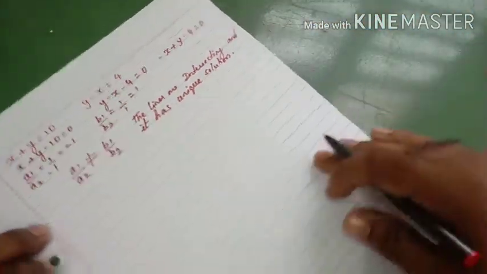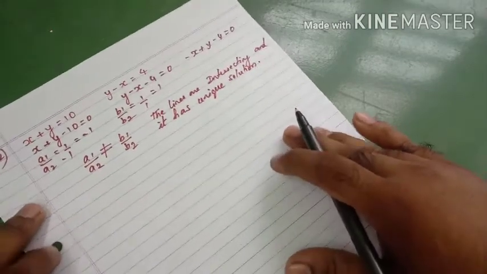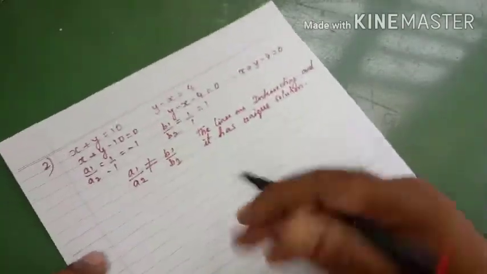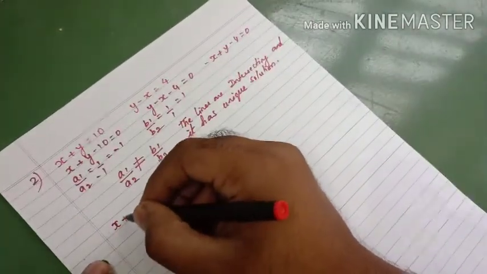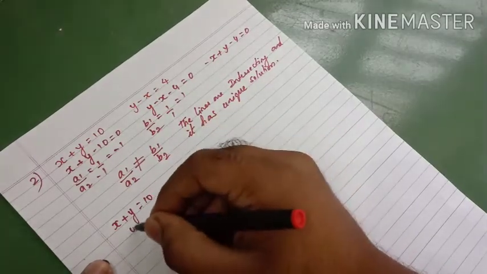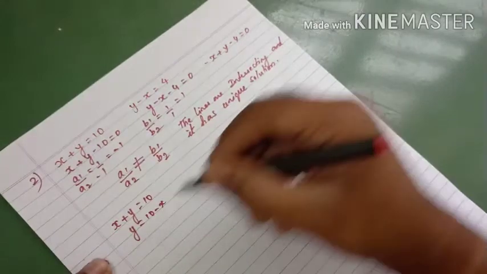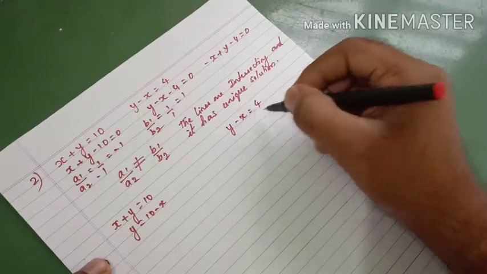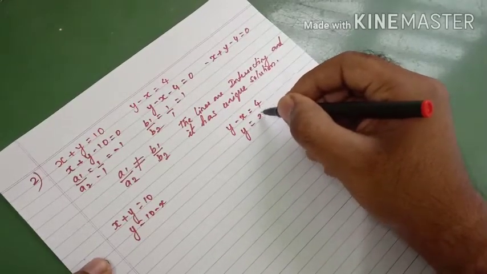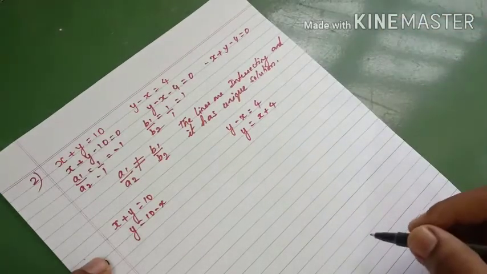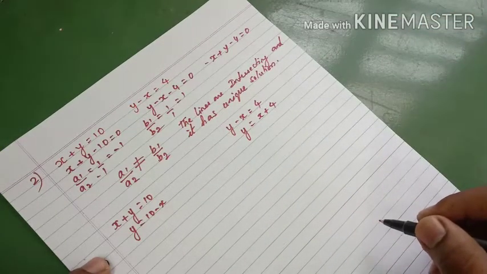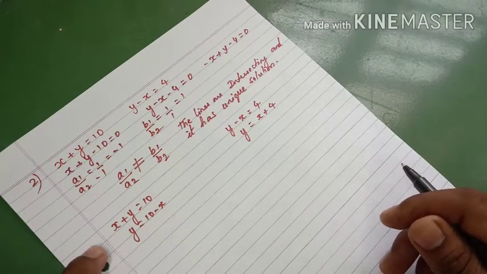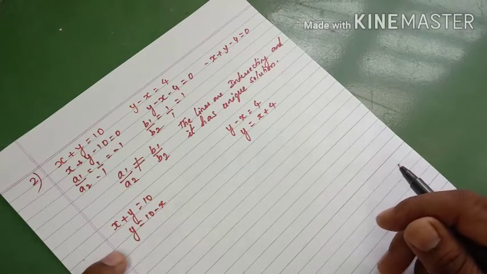It has a unique solution. Okay, now let us go for the graph. Here, for the graph, the first equation I take is x plus y is equal to 10. I'm going to take y is equal to 10 minus x. This is the first equation. The second equation we have is y minus x is equal to 4, so y is equal to x plus 4. Right? So this is the equation I have considered. Two equations, x plus y is equal to 10 and y minus x is equal to 4. So here y is equal to 10 minus x and y is equal to x plus 4.